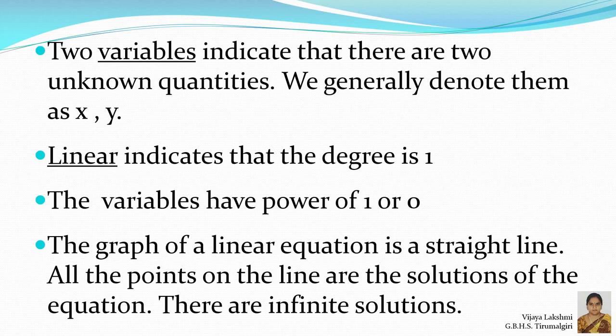When we say linear, it indicates that the degree is 1. That is, the variables have power of 1 or 0. The graph of a linear equation is a straight line. All the points on the line are the solutions of the equations. There are infinite number of solutions, because on a line there are infinite number of points and each point is a solution, so we say that there are infinite solutions for a linear equation.